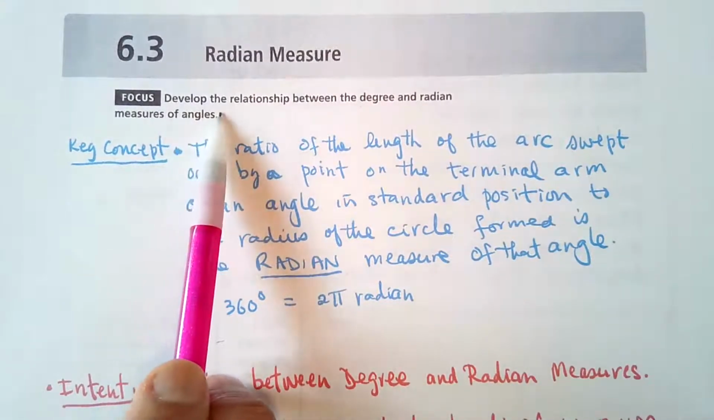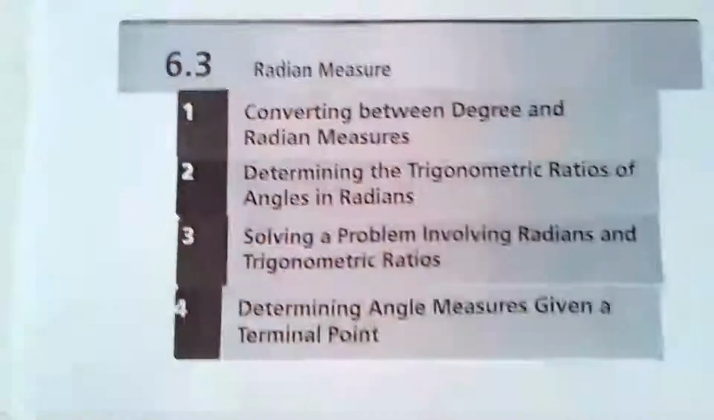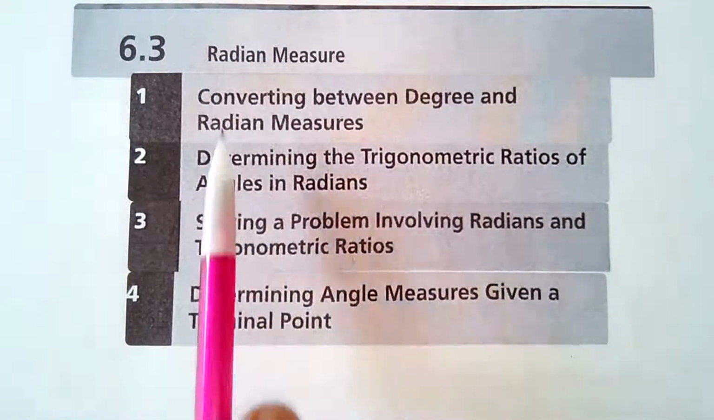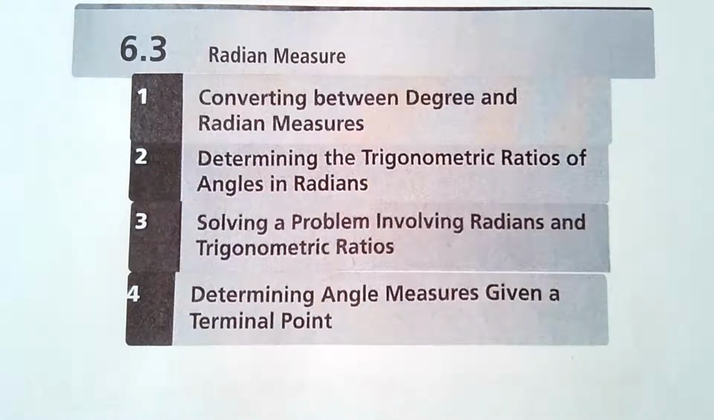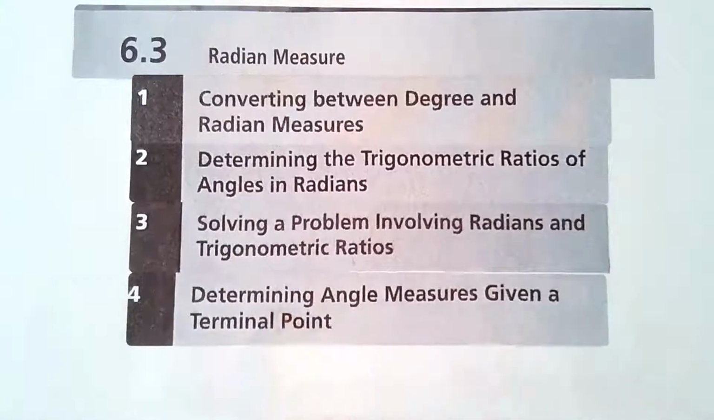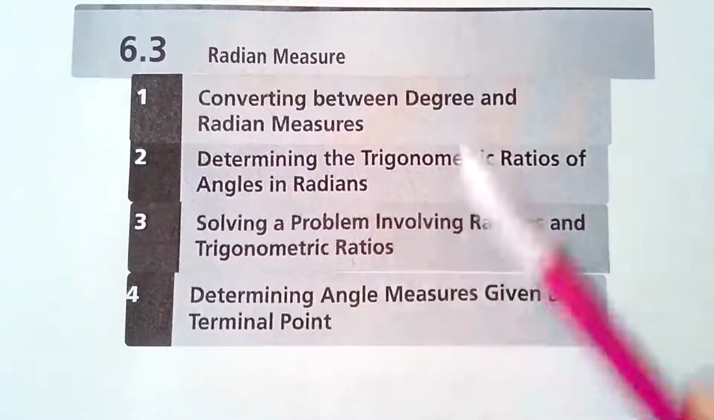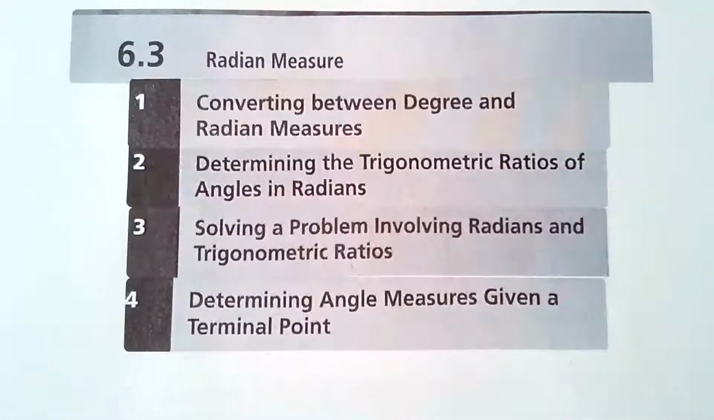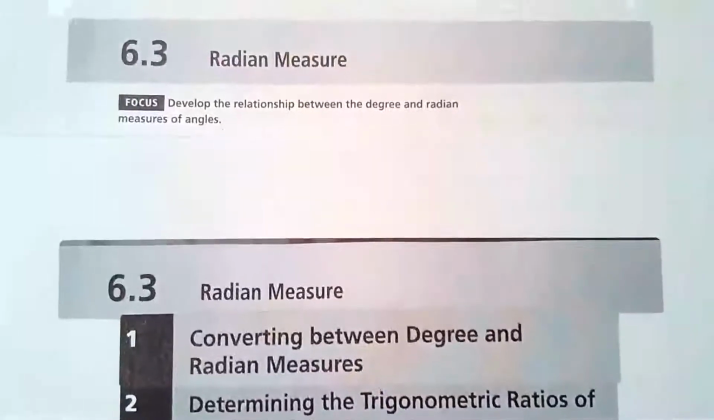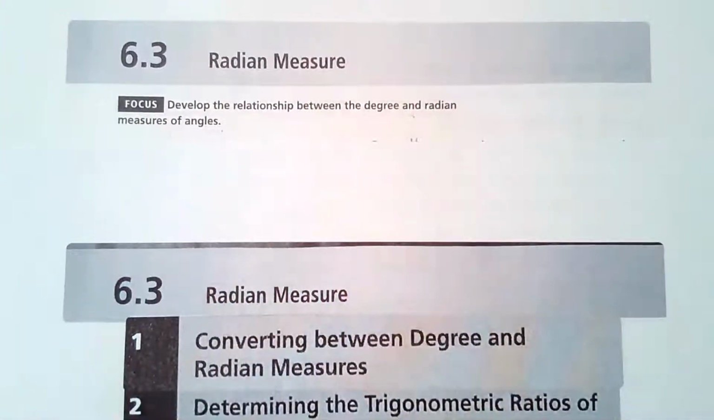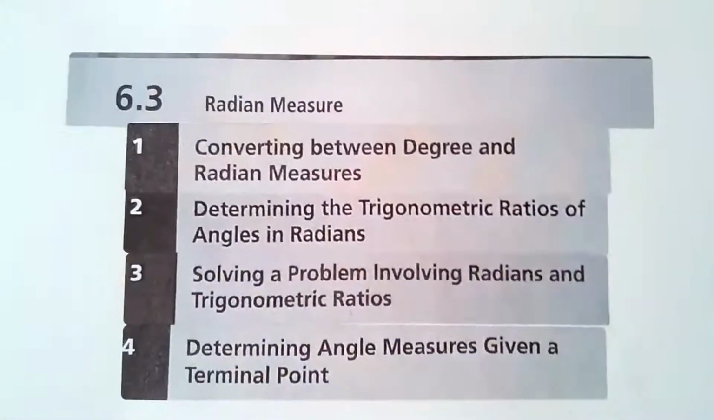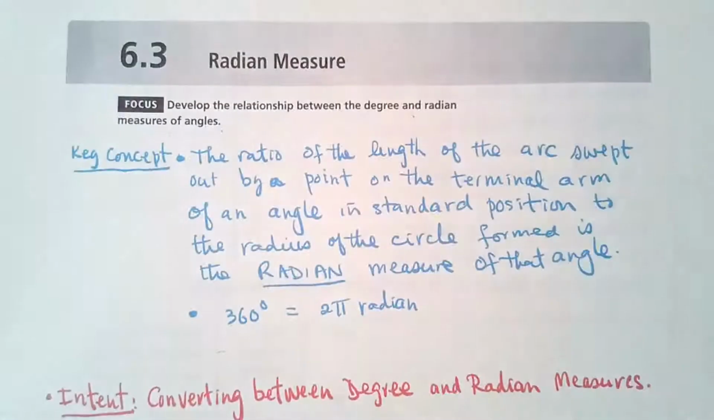We will try to fulfill this intent through four sub-goals. One goal is to convert between degree and radian measures. The next is to determine the trig ratios of angles in radians. The third is to solve problems involving radians and trig ratios. And finally, determine angle measures given a terminal point. So through these four ways, we will be able to develop a relationship between the degree and radian measure of angles. This is our main focus, and through these ways we are going to achieve that goal.